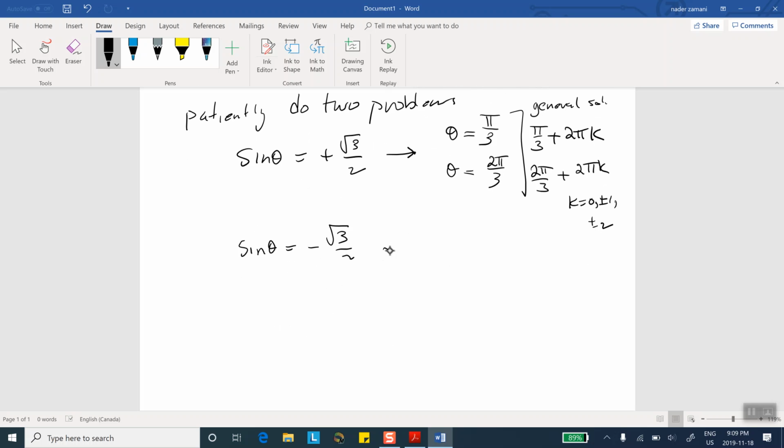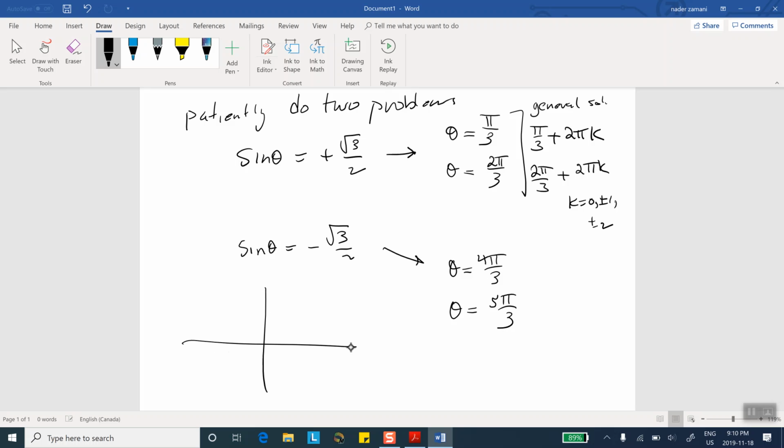Now, when it comes to this guy, again, look at the interval 0 to 2 pi. Find the 2 angles which will give you sine equal to minus root 3 over 2. And those are theta equal to 4 pi over 3 and theta equal to 5 pi over 3. And how did I know that?